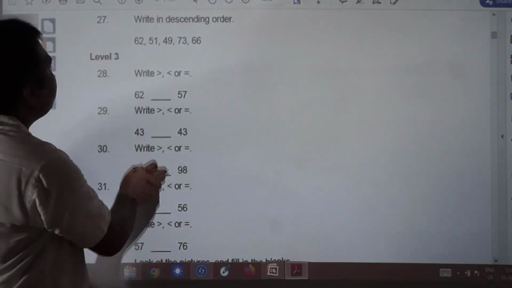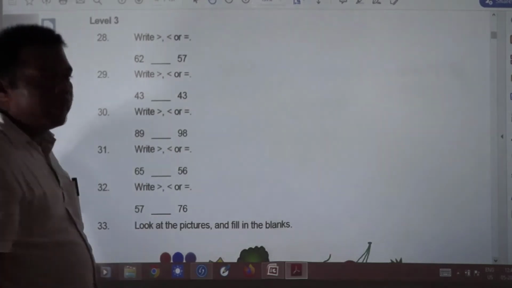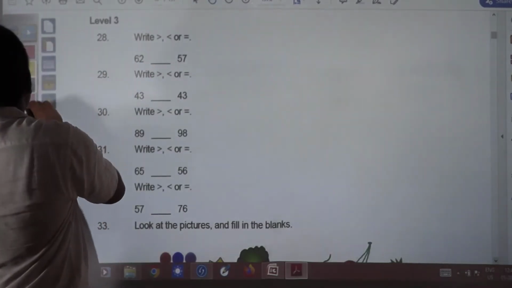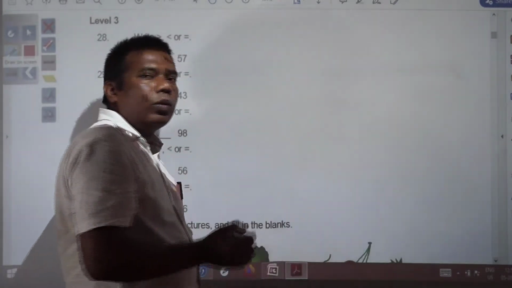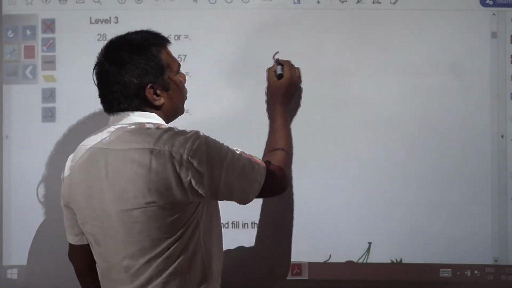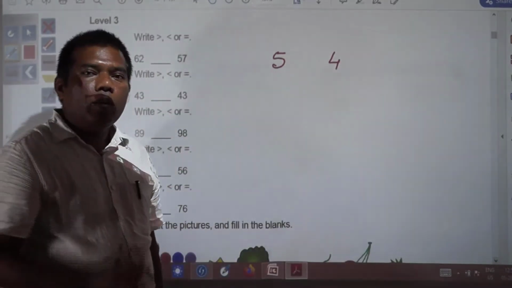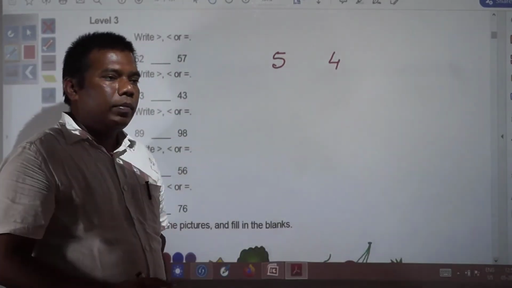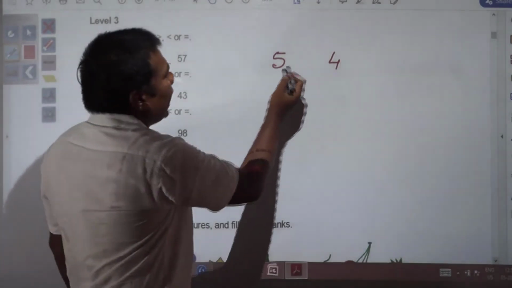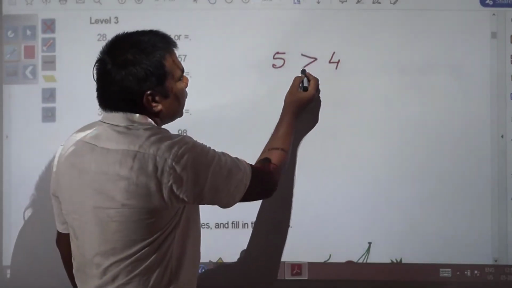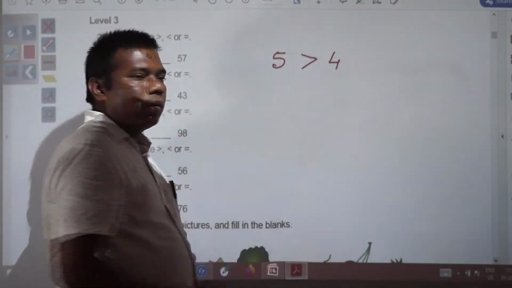Then it comes to greater than, smaller than and equal. I am telling you with a very simple example. Here you see, suppose 5 and 4. Now you tell me which one is greater. 5 is greater, so the sign will be like this. 5 is greater than 4.